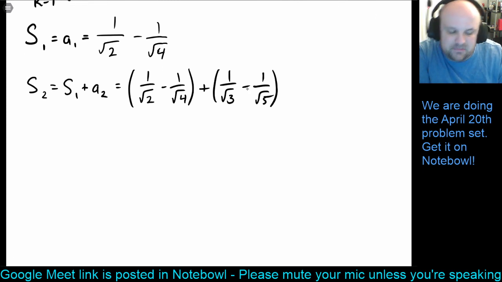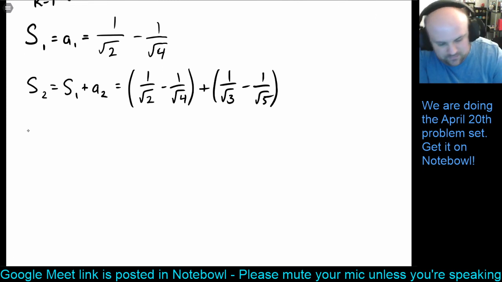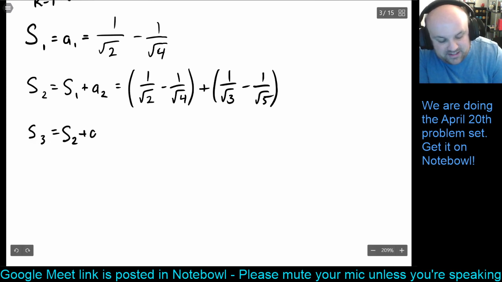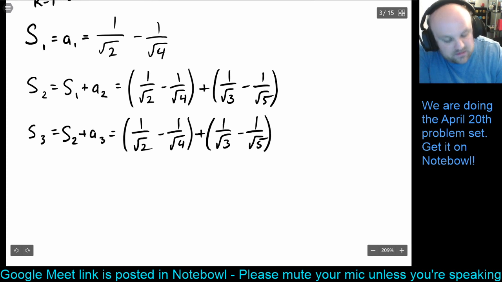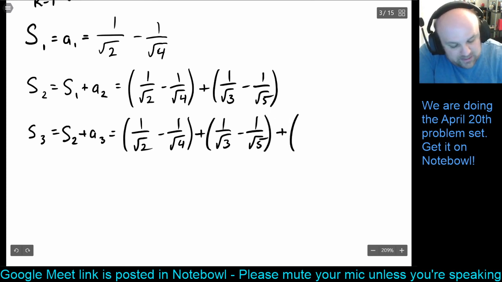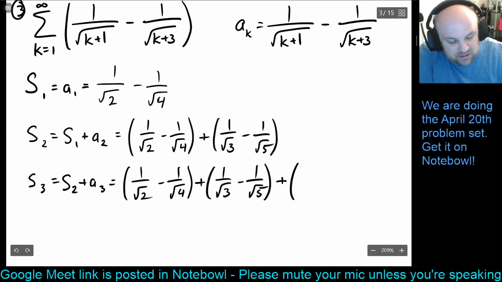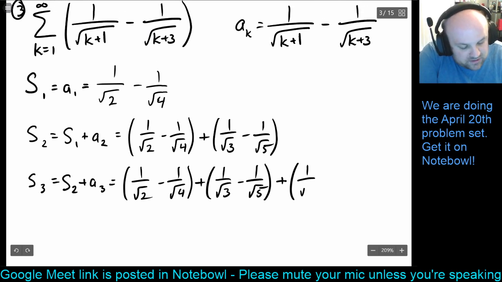And I'm not going to simplify this, and you'll see why. S3, this is S2 plus A3. So we have all this stuff still. 1 over square root of 3 minus 1 over square root of 5. And then let's write down the next thing. What are we going to get? Right, when we plug in 3, we're going to get 1 over square root of 4 minus 1 over square root of 6.